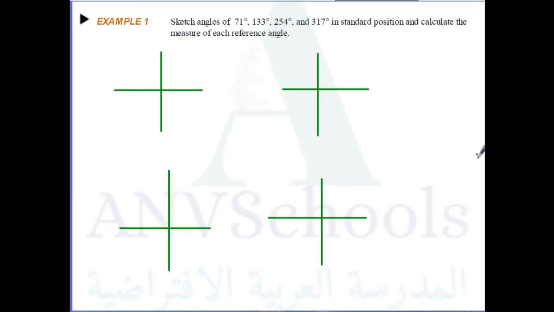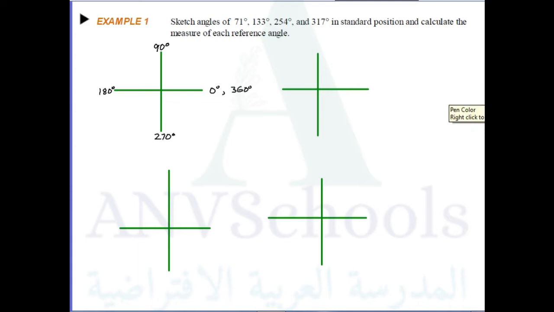So for the first one, we have 71 degrees. So that means the angle is in between 0 and 90 degrees. And this is always our 0-degree position. This is our 180-degree position. This is 270-degree position. And this is also 360-degree position. These are true for all angles. This is 90-degree position. So as you can see, 0 degrees and 360 degrees are also coterminals. So let's start with 71 degrees.